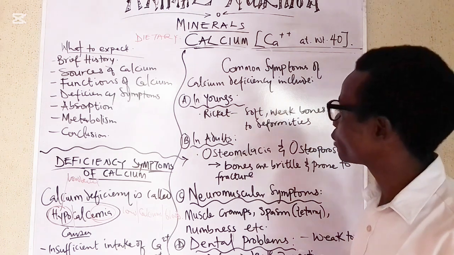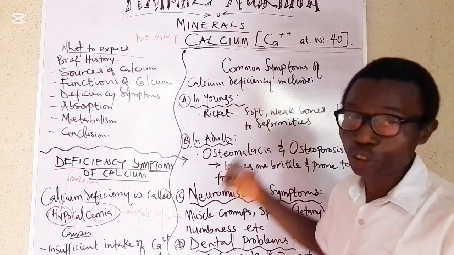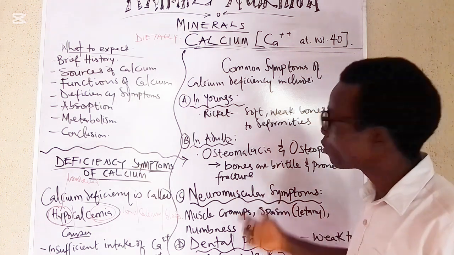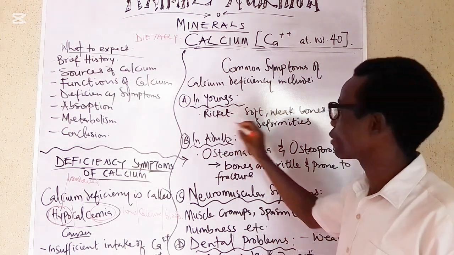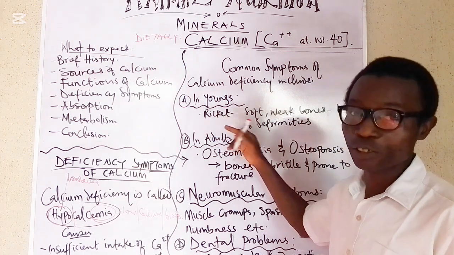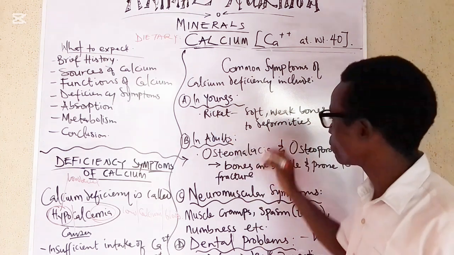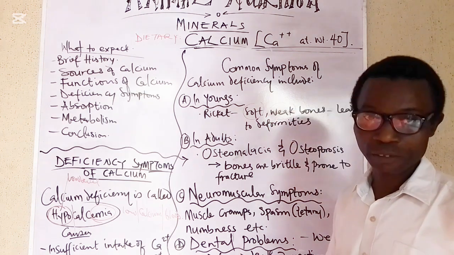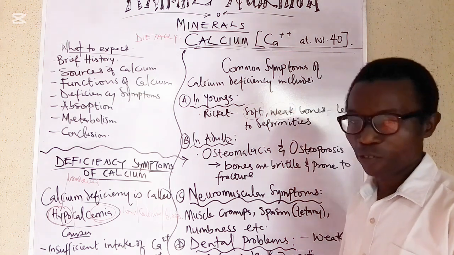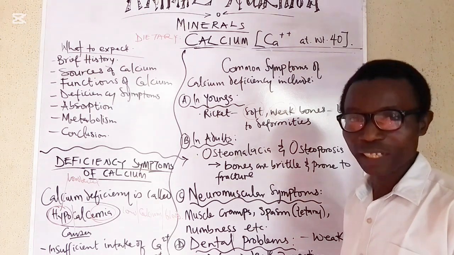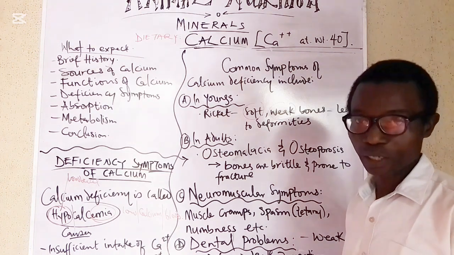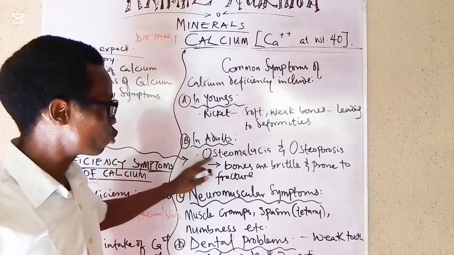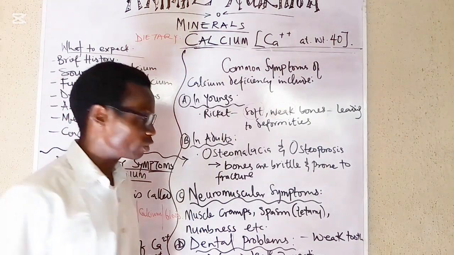Whether you're talking about cattle, sheep, or goats, or you're looking at birds, the young will have ailments that have to do with the bone. In humans, it could be called rickets. You see a situation where the bone is soft or weak, and it leads to deformity. In which case, you could see some shapes of bone of the leg that is not right. Then in adult animals, you will have osteomalacia or osteoporosis.